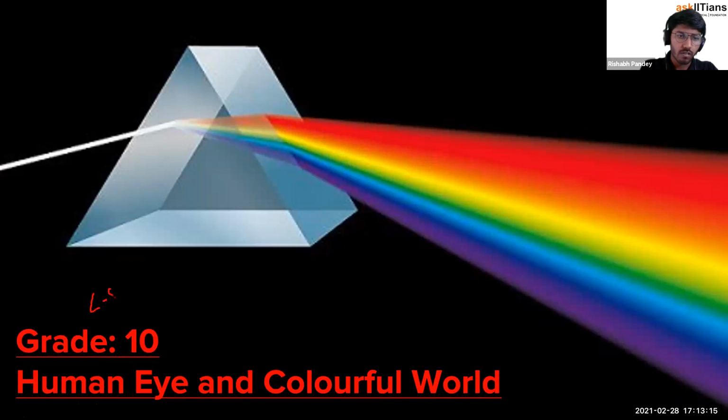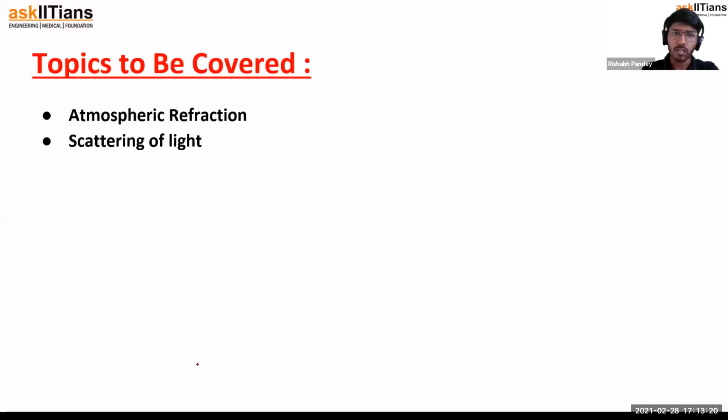That's lecture 5 of Human Eye and the Colorful World, and the topics we are going to cover here: the first one is the concept of atmospheric refraction, and the second topic is the concept of scattering of light. Both of these phenomena can be seen; it's a very natural phenomenon, right?